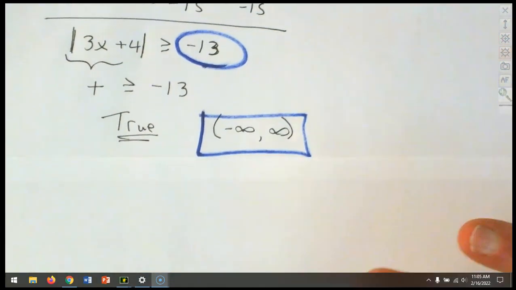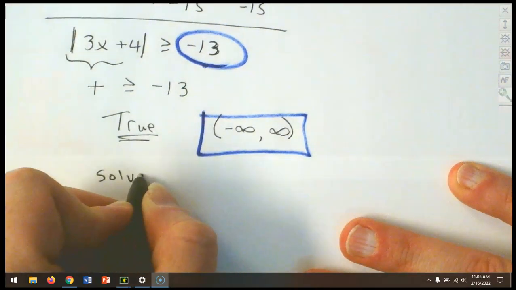Let's look now at 0. Same concept is going to hold for 0.